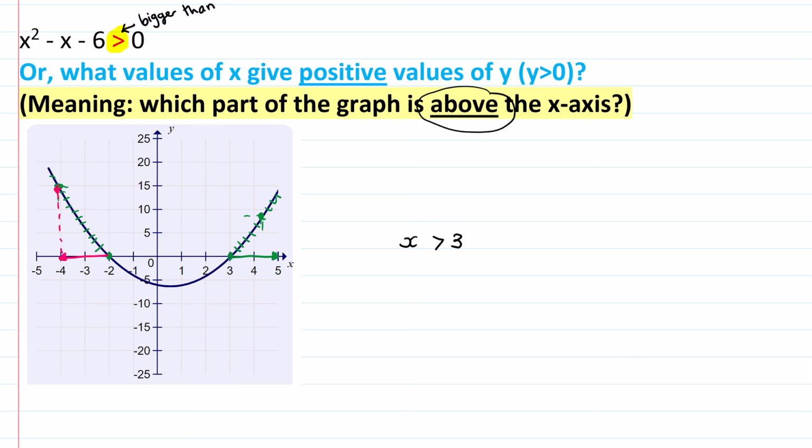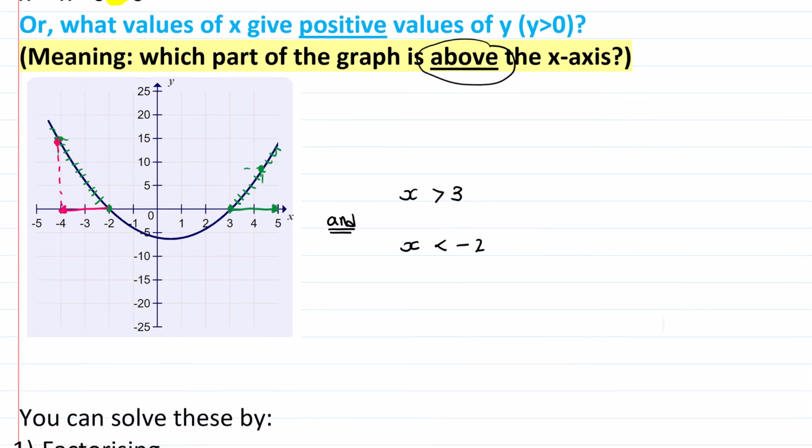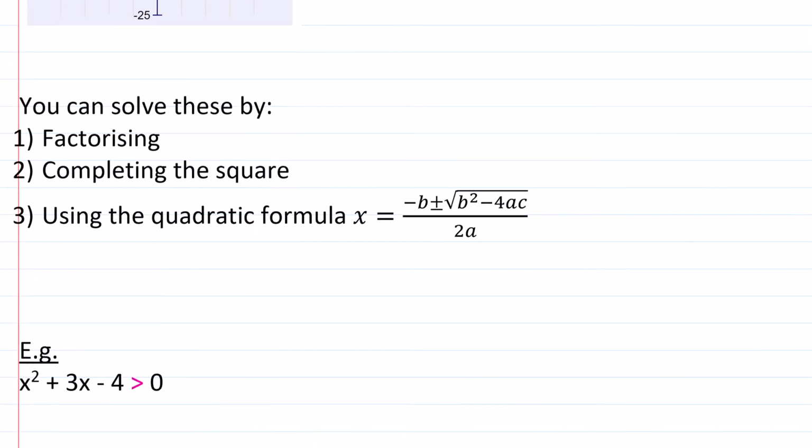Okay, so I'm moving in this direction, so x is smaller than -2. So you get two possibilities. Any value that's bigger than 3 is going to give you positive values for y. Any value that's smaller than -2 will also give you positive values for y.